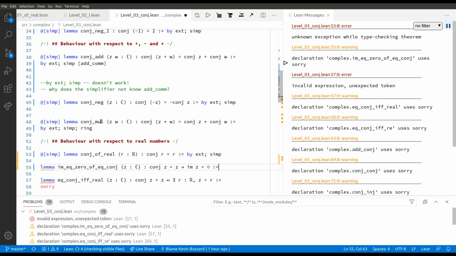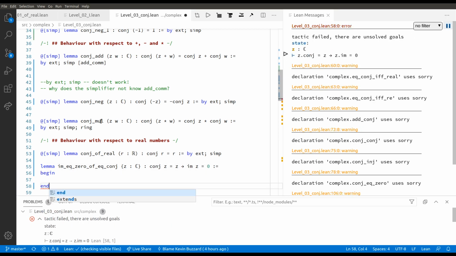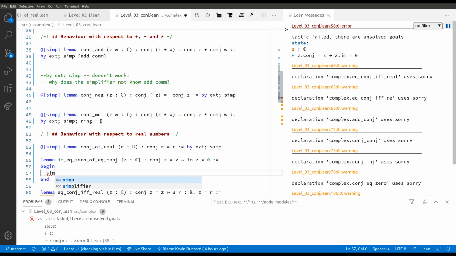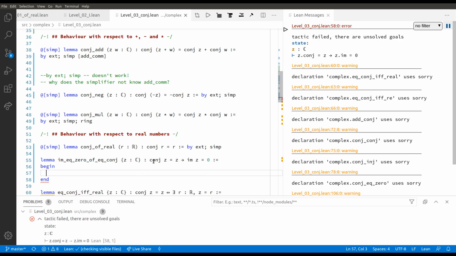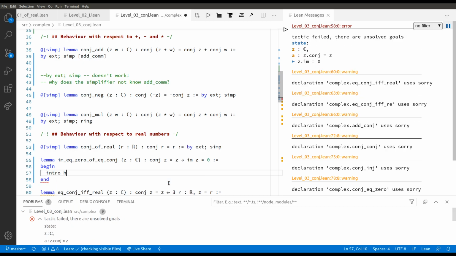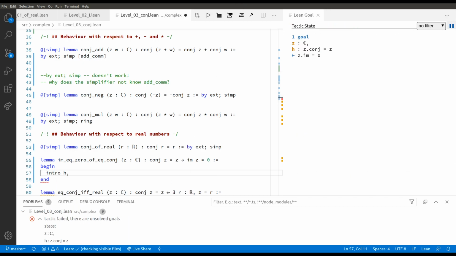Oh, this is an implication. So the simplifier won't be able to do this one. The simplifier only proves equalities. The simplifier doesn't prove implications. I've got to prove that if z is equal to its own complex conjugate, then it has no imaginary part. So let's do intro h. Great, we have something to do.